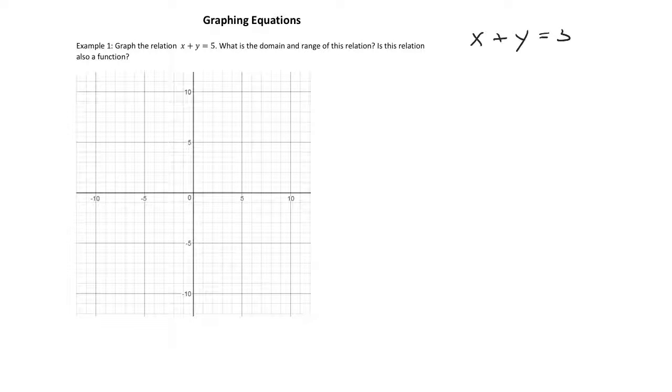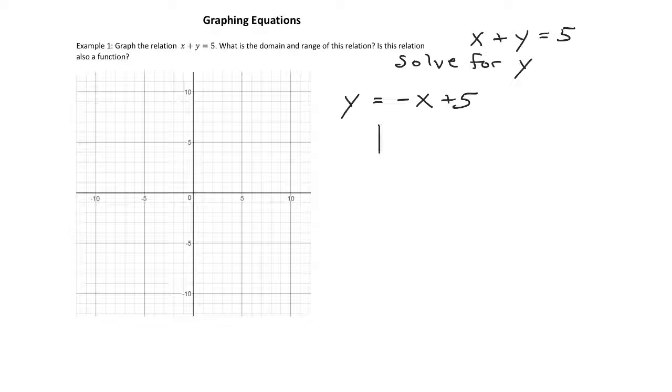A good standard approach to sketching the graph of some relation, we call it a relation because we are relating x and y, this time in an equation, is to solve for y. It's pretty easy to do here. I can subtract x from both sides. I get y is equal to negative x plus 5.